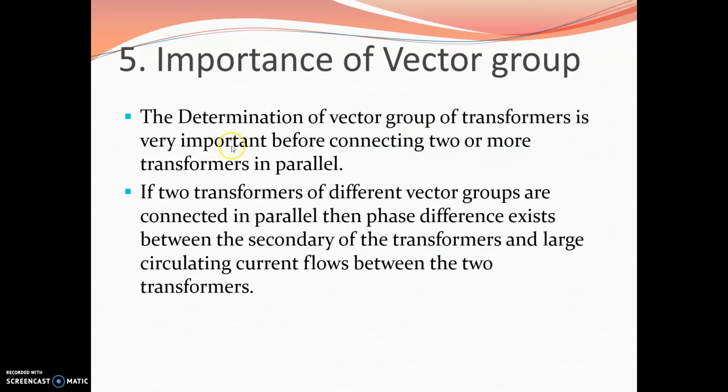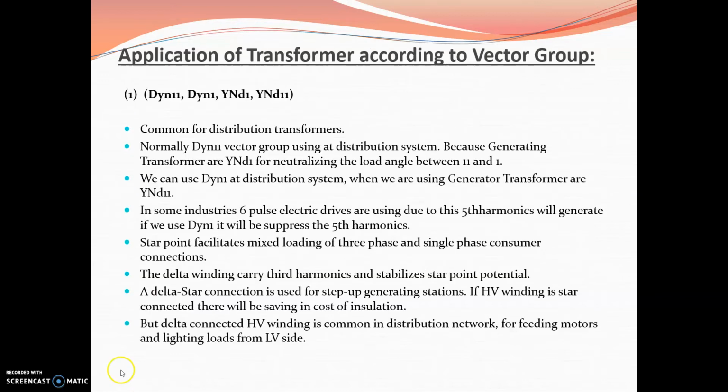The vector group is very important with respect to the connection diagram. If transformers of different vector groups are connected in parallel, there is a phase difference between the secondary terminals and a large circulating current flows if this connection diagram is not followed properly. So depending upon the diagram, there are different applications for the 11 o'clock and 1 o'clock, that is plus minus 30 degrees. Go through these applications.